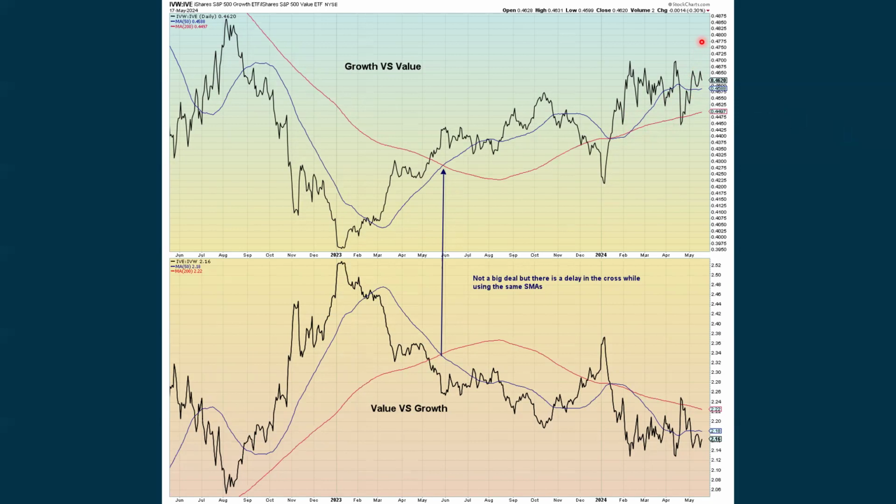And I have a lot of other growth to value charts to show you. And then on the bottom, I have an inverse because sometimes these calculations are off just a little bit. And sometimes you can get some insight by looking at that same chart flipped upside down. And this also is showing where value has been underperforming growth.